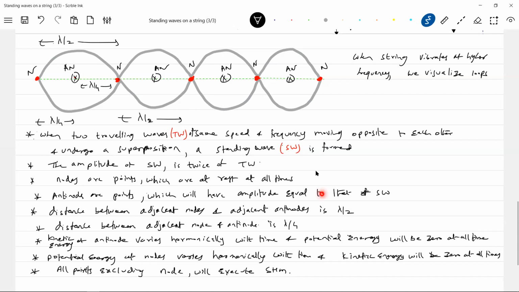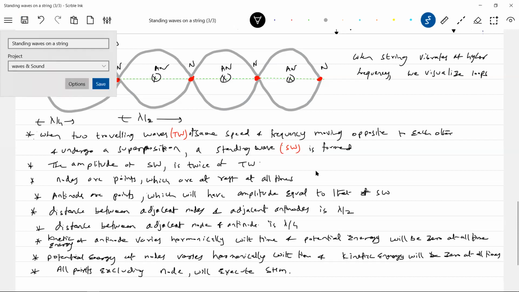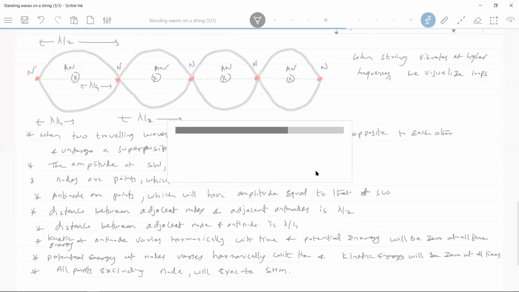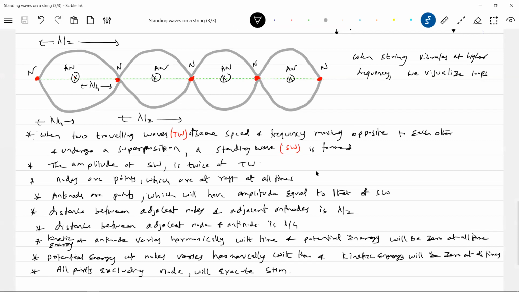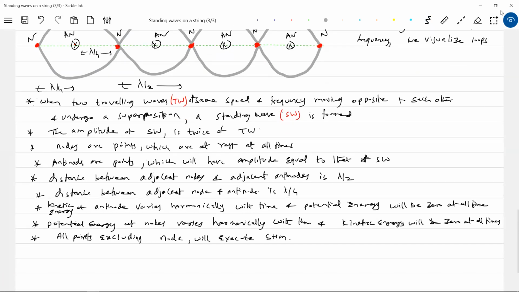Okay, these are very important. If you look at the books, you would find plenty of theoretical questions, all based on this data. How to remember these points? Don't memorize. Remember the sequence of diagrams. Through the diagram, I am able to write all these things. For the exam, the diagram helps you a lot, not these points. These points are only asked in the exam, but you can remember them through the diagram. All points excluding node will execute SHM.